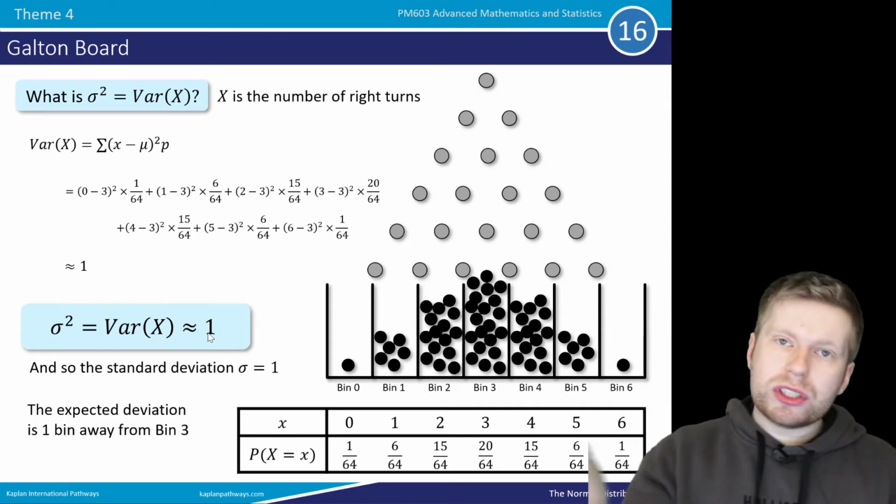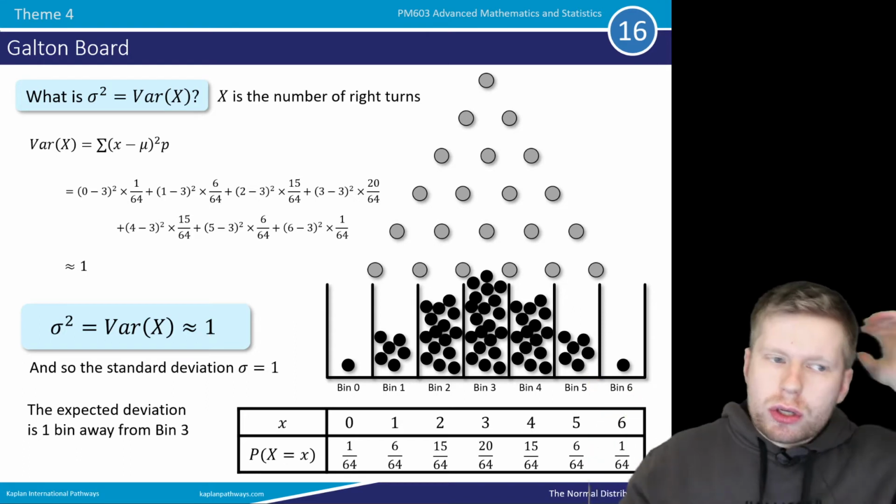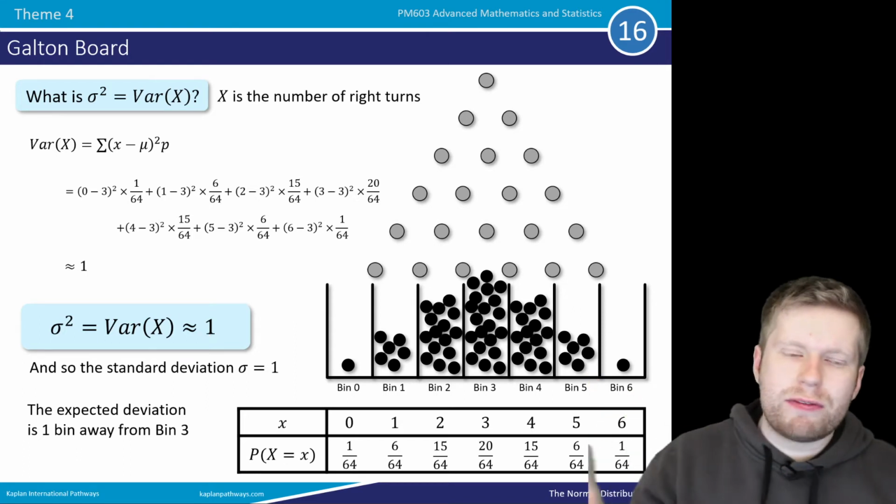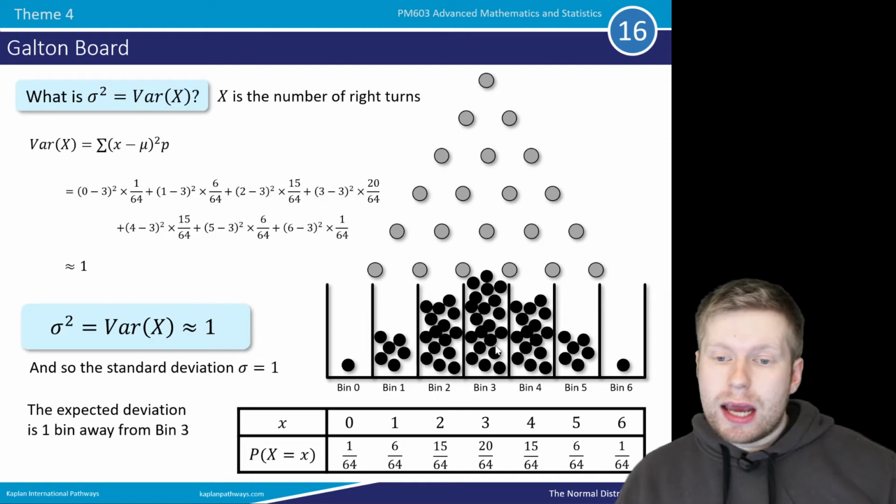So therefore, what's the variance? What's the expected deviation? How many bins do I expect the ball to deviate? It should be 1 bin each side. And that kind of makes sense.